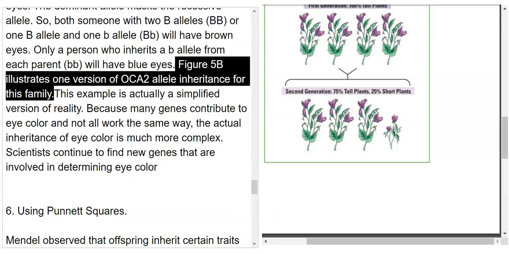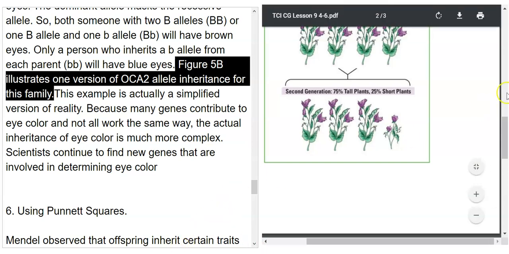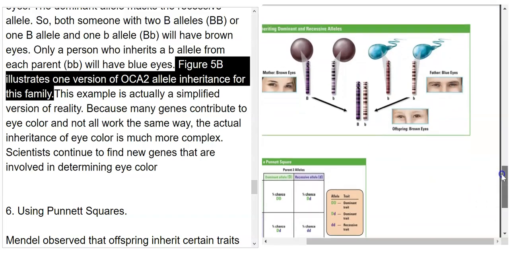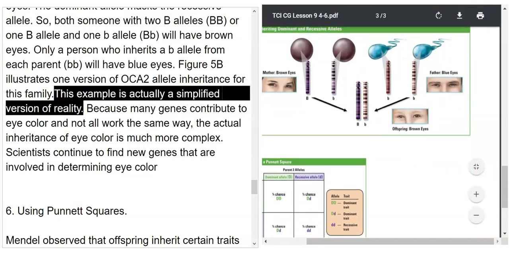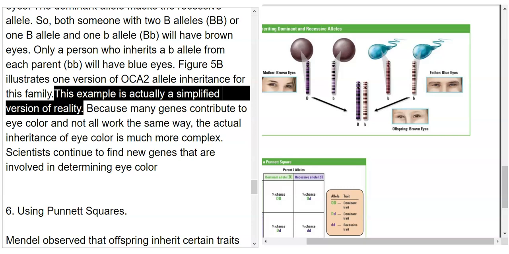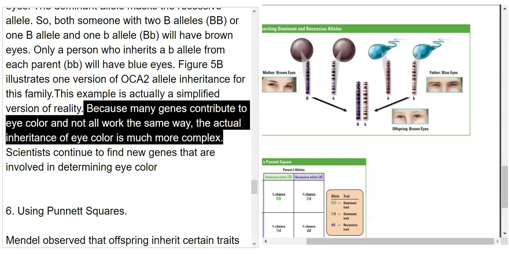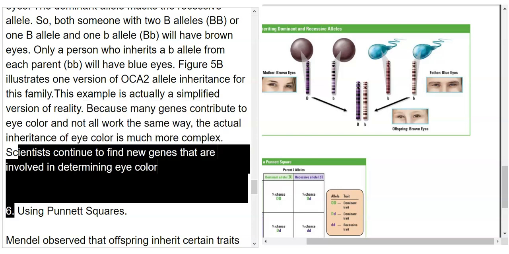Figure 5b illustrates one version of OCA2 allele inheritance for this family. This example is actually a simplified version of reality, because many genes contribute to eye color and not all work the same way. The actual inheritance of eye color is much more complex. Scientists continue to find new genes that are involved in determining eye color.